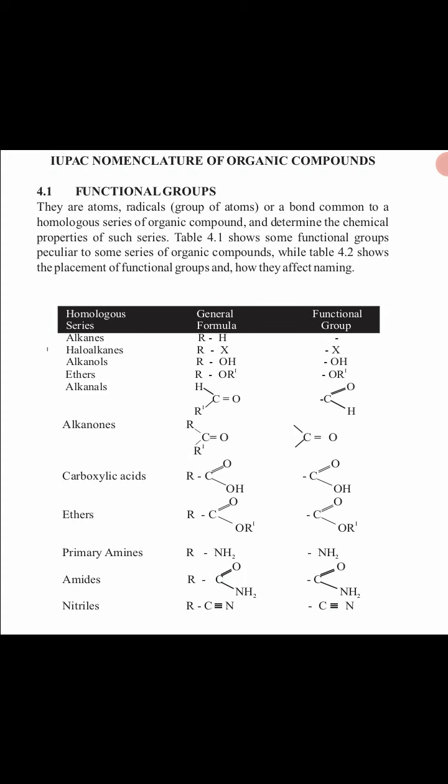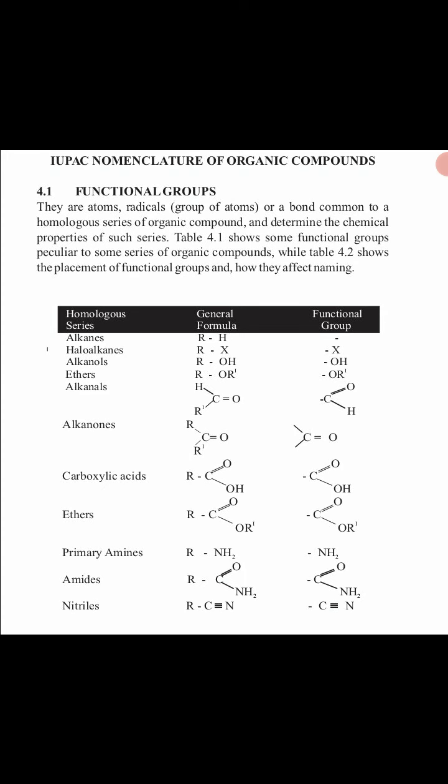Then alkanols: the functional group for alkanols is OH, the hydroxyl group. It is because of this OH group that we can say alkanols are soluble in water. Then we have ethers, the functional group is OR. Don't forget, whenever you see R in this table, R stands for an alkyl group, represented by the general formula CnH2n+1.